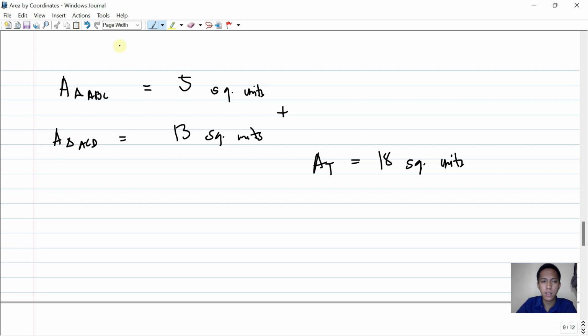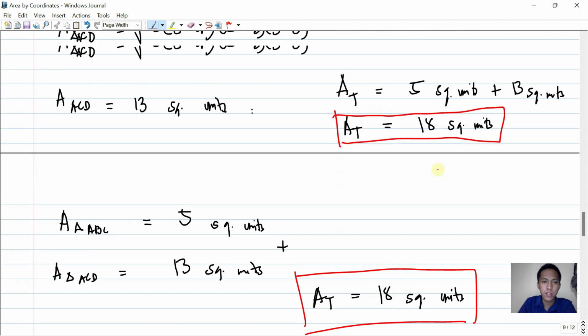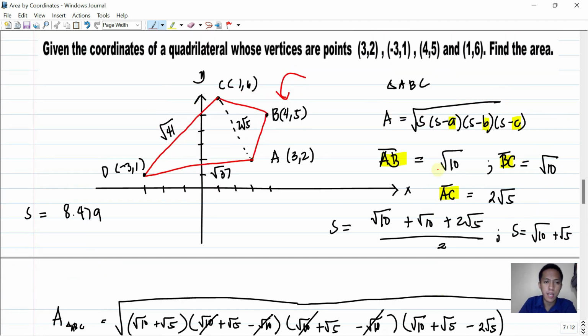Okay, so we confirmed our manual solution from earlier using Heron's formula. So the next method that we are going to use will be the shoelace method. Okay, the shoelace method is the next step. Okay, so let's clear this so we can write here.